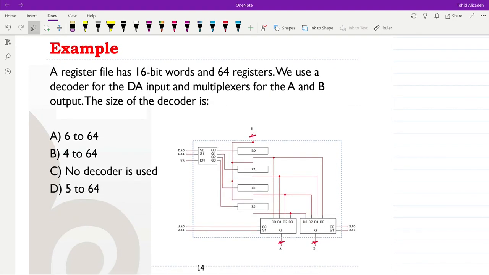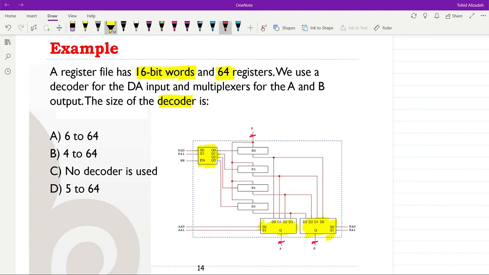Over here we have an example in determining the size of the decoder. So we want to determine what is the size of the decoder. The register file that we have is composed of 16-bit words. So the bits of each word is equal to 16. And we have 64 registers in total. We are going to use a decoder for the D address, similar to the design that we had in the previous slide, and multiplexers for the A and B output.